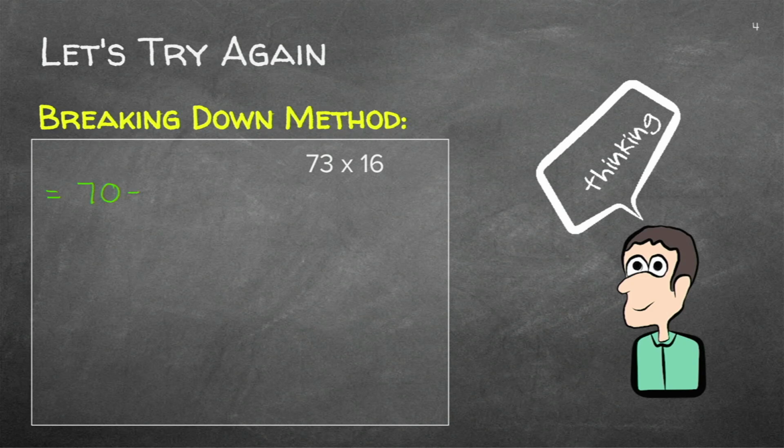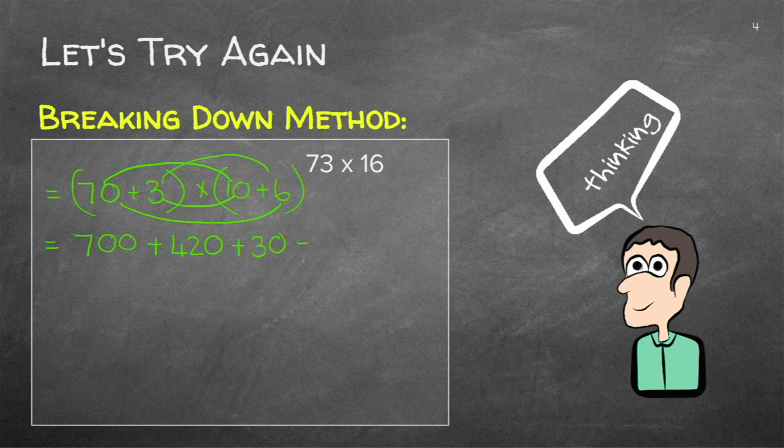So 70 plus 3 times 10 plus 6. So it's 70 times 10, 7 times 1 is 7, and put the two zeros back. Plus 70 times 6. So 7 times 6 is 42, and I put my 1 zero back. Plus 3 times 10 equals 30, and 3 times 6 equals 18.